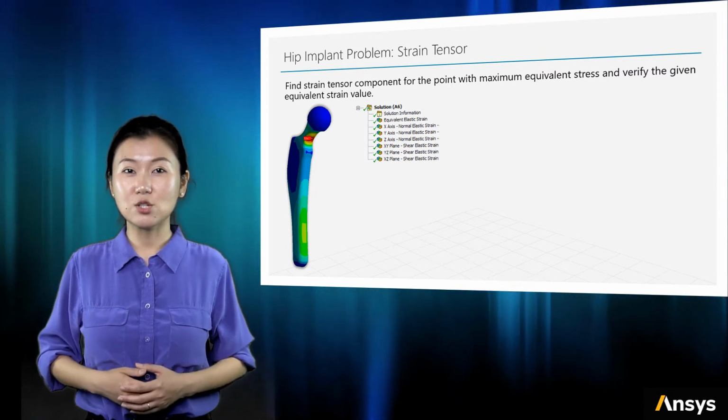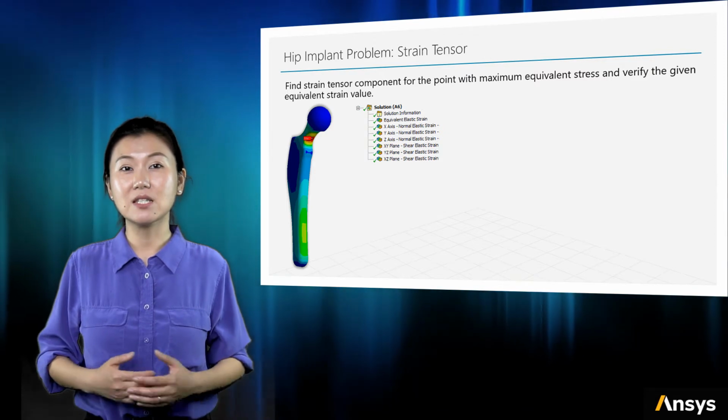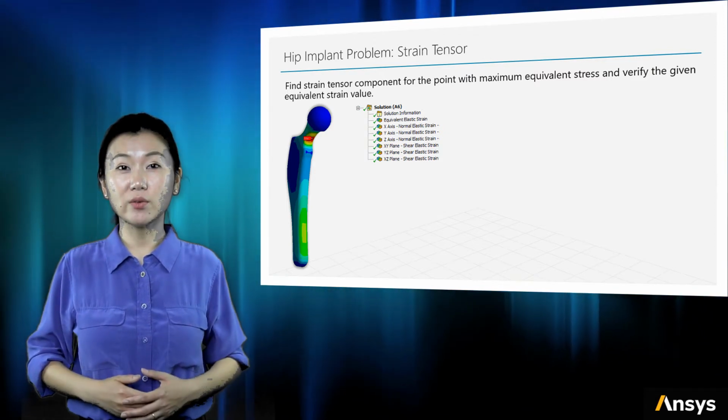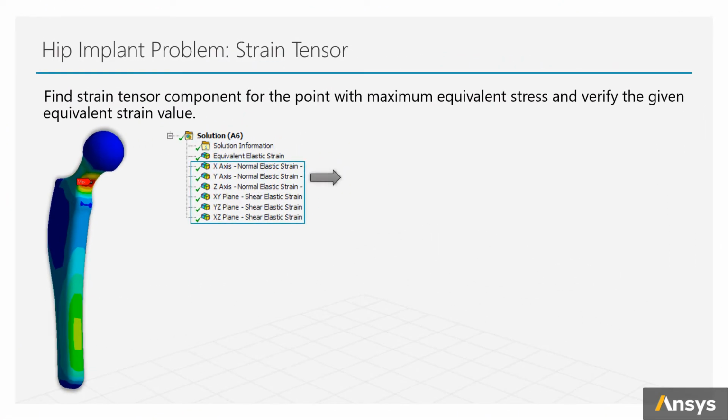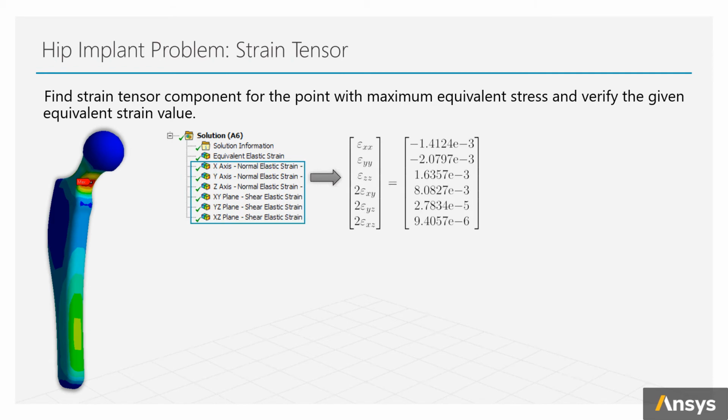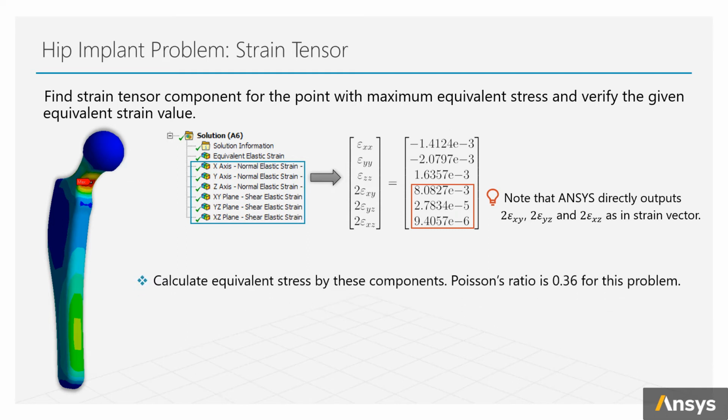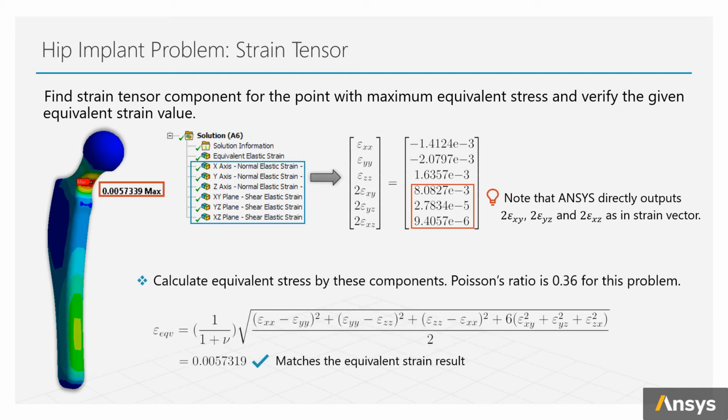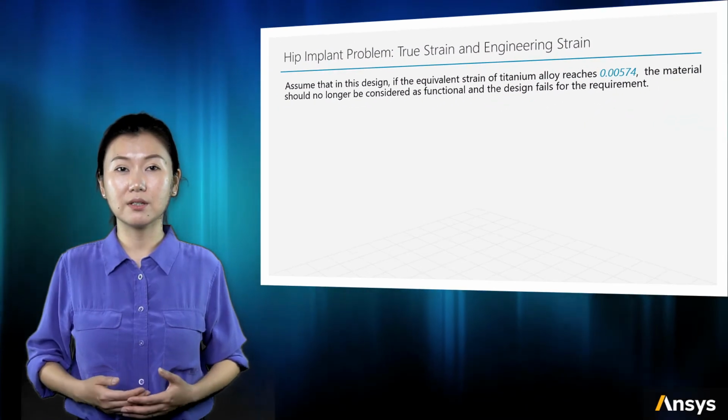First, we find the 6 strain components for this point and list them here. Note that depending on the finite element software you're using, the output shear strain could contain the multiplier 2 or not. For ANSYS, the output values are directly twice of the shear strain. Then we substitute these strain components to the equivalent strain formulation, and the calculated results match the given equivalent strain as shown here. With the maximum equivalent strain result, let's determine if the hip implant design meets the design requirement.